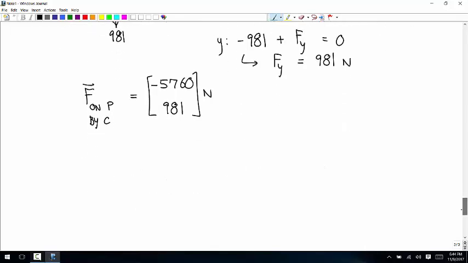Or in other words, if you want to visualize the direction of this, if this is our coordinate system, we have a big negative x component and then a small positive y component. So the head of this vector would be somewhere like this. It has to be in the second quadrant with a negative x component and a positive y component.